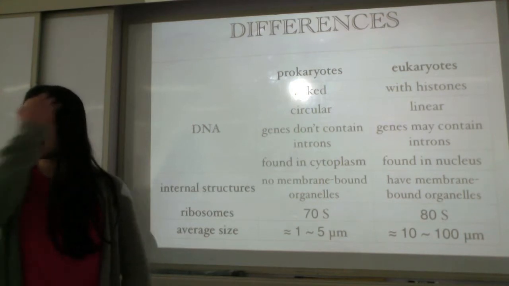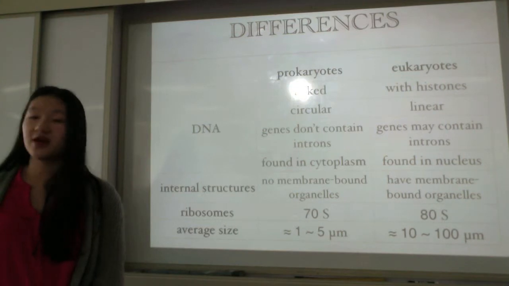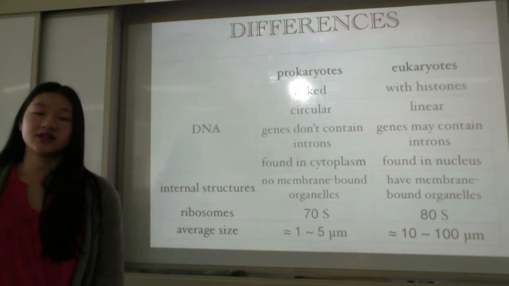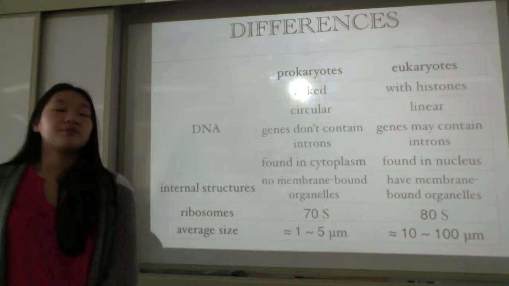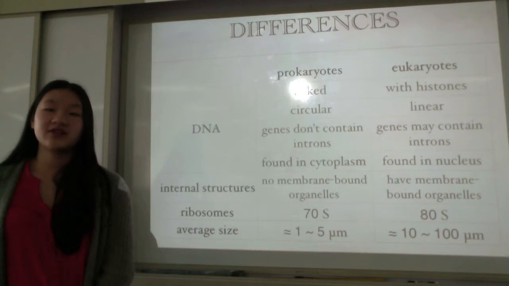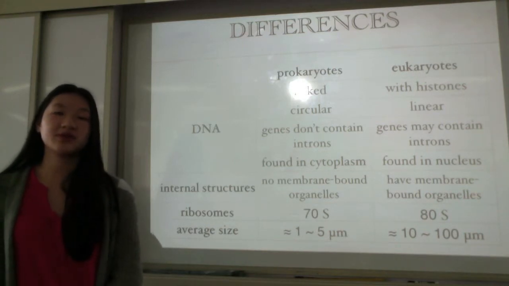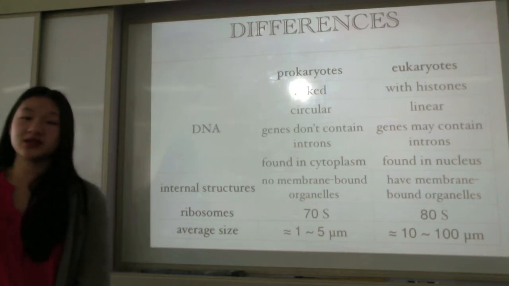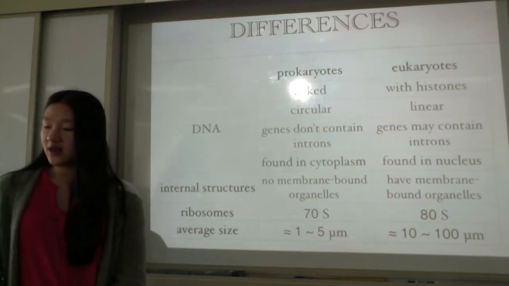For organelles, prokaryotes don't have membrane-bound organelles, whereas eukaryotes do, such as the endoplasmic reticulum. The prokaryotes also have 70S ribosomes, and eukaryotic cells have 80S ribosomes, meaning that the ribosomes in eukaryotic cells are bigger than the ones in prokaryotic cells.